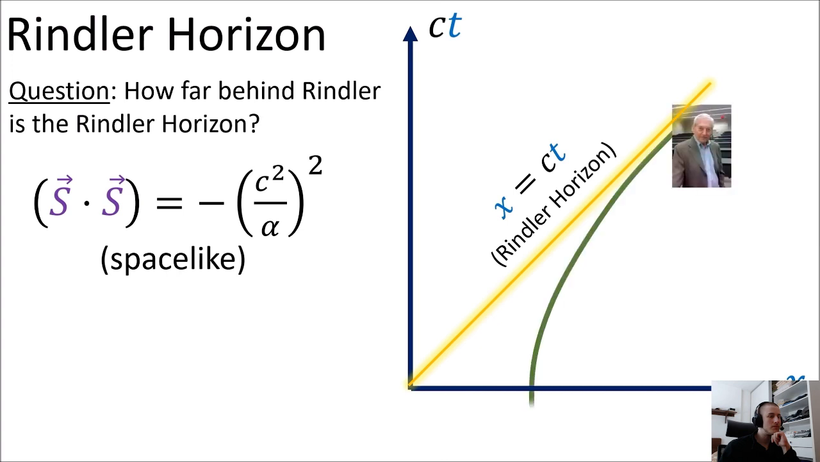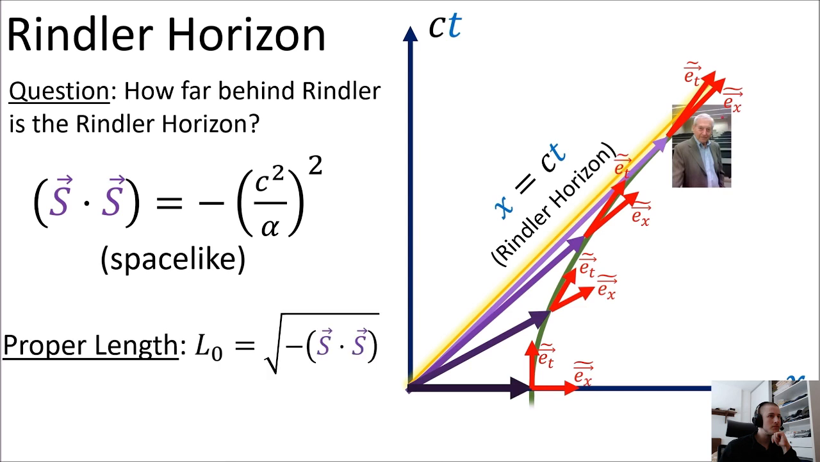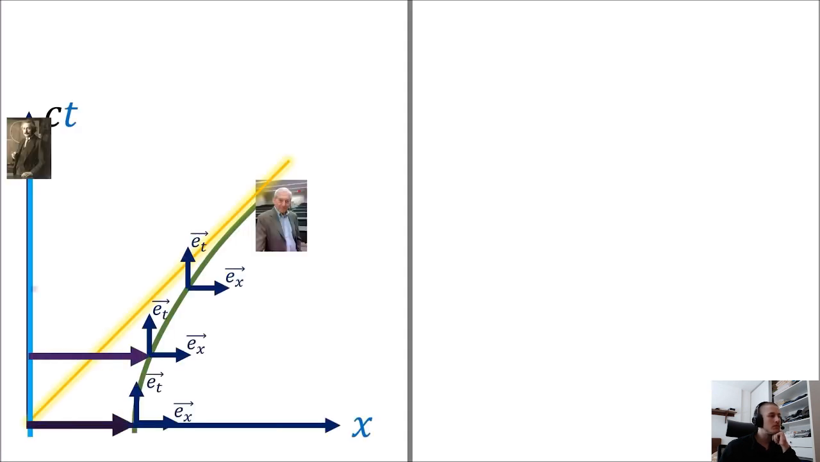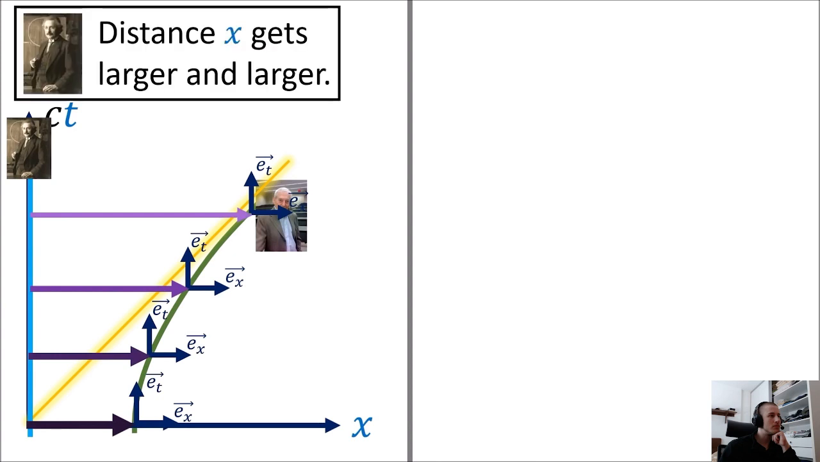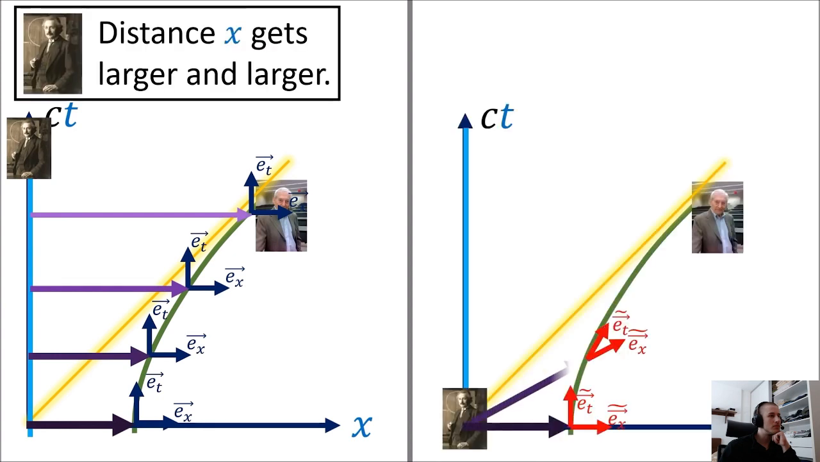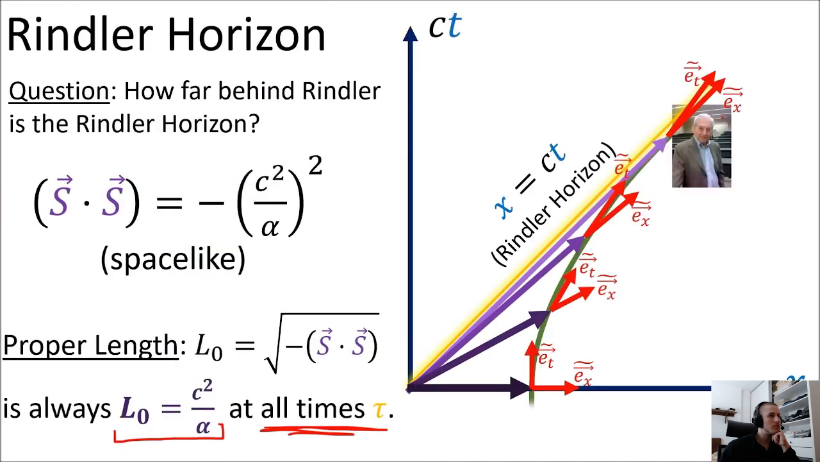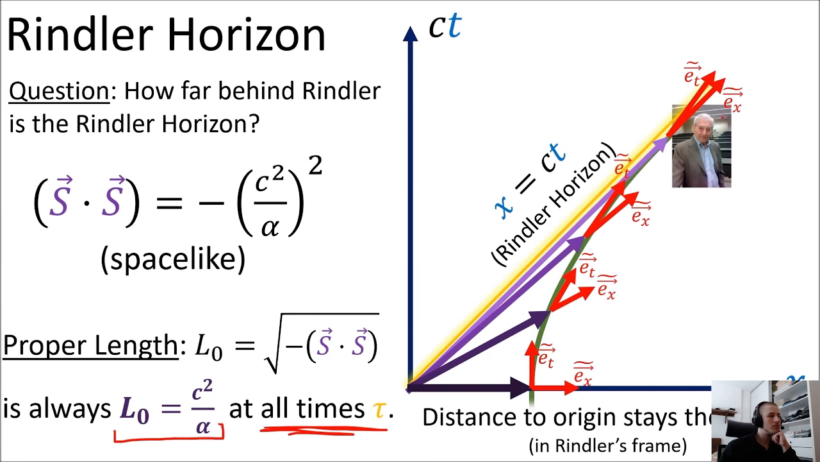This means that when Rindler looks back, parallel to his x-position basis vector, he will observe a proper distance L0, which is the square root of minus s.s. This means that Rindler sees a horizon, specifically the origin, to be a constant distance of c squared over alpha for all time. So what is normally a distance that gets larger and larger from the point of view of Einstein's stationary frame becomes a constant distance in Rindler's frame because of the increasing effect of length contraction. So the Rindler horizon is always a constant distance behind Rindler, even though he is always moving forward.